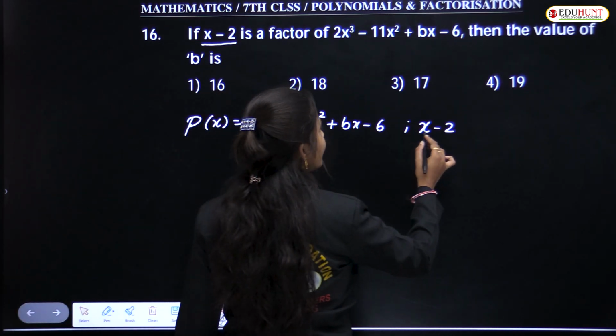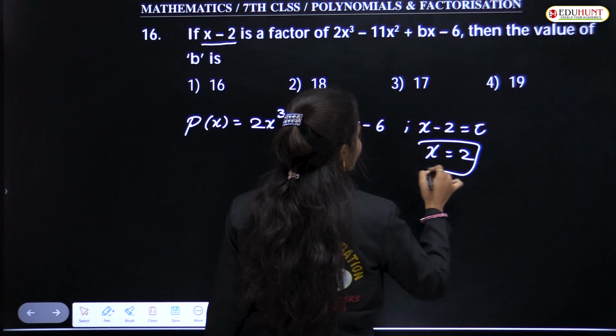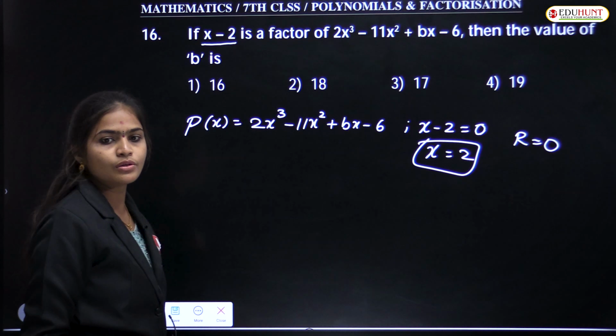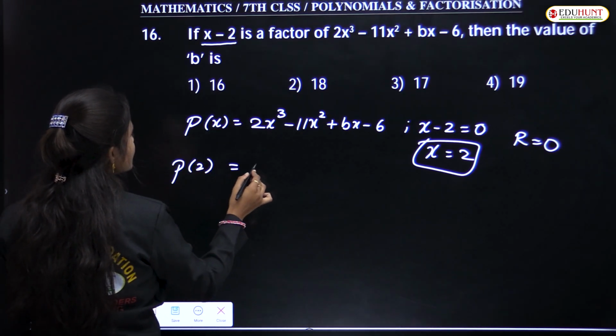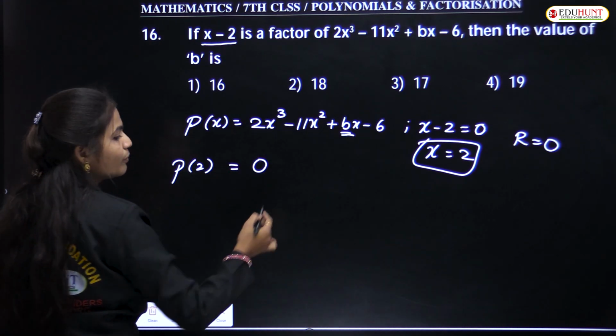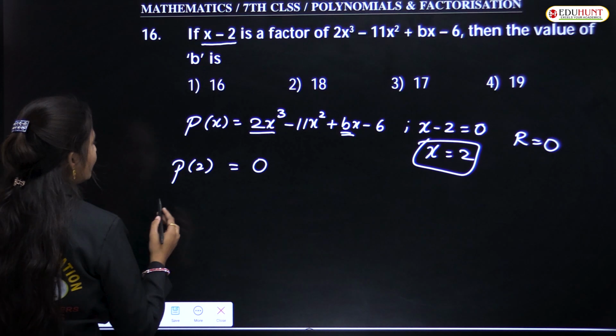So that's why here x minus 2 equals 0, so x equals 2. And they are saying that the remainder is 0 only, no? So that's why we need to find the value of p of 2. So p of 2 equals 0. By using this condition we need to find the value of b here.